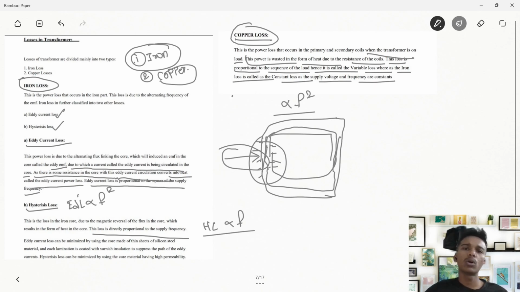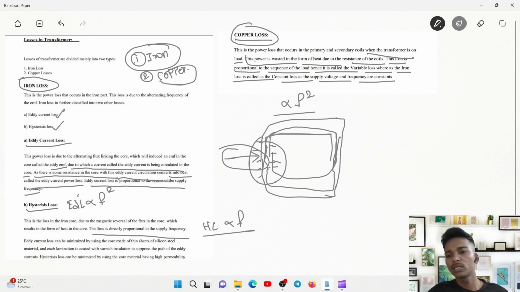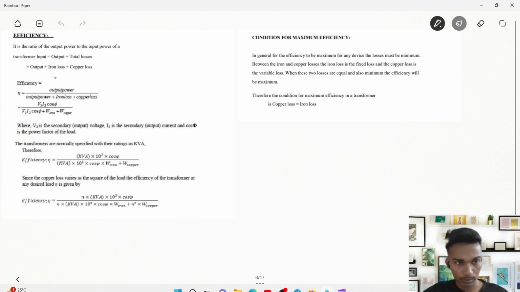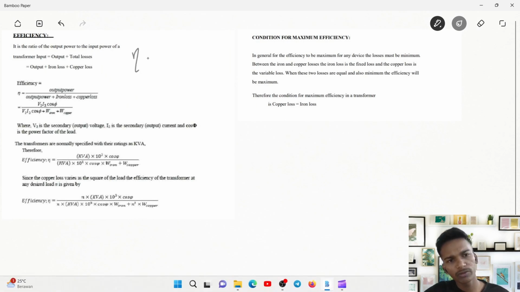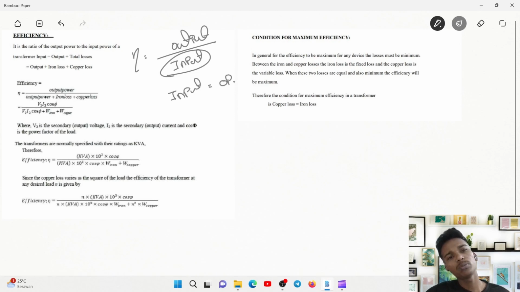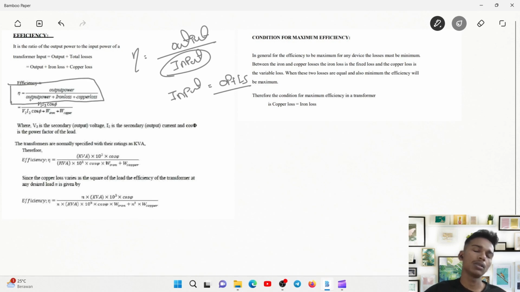This is a brief note about losses in transformers. Now we will discuss the efficiency of a transformer. Whenever we discuss efficiency, we use the formula output by input. Input can be written as output plus losses. That's what is written here. Efficiency is equal to output by output plus iron losses plus copper losses. Iron losses plus copper losses is the total loss.